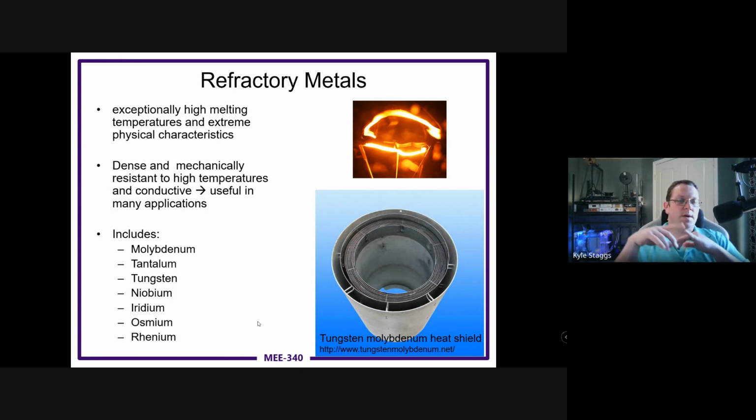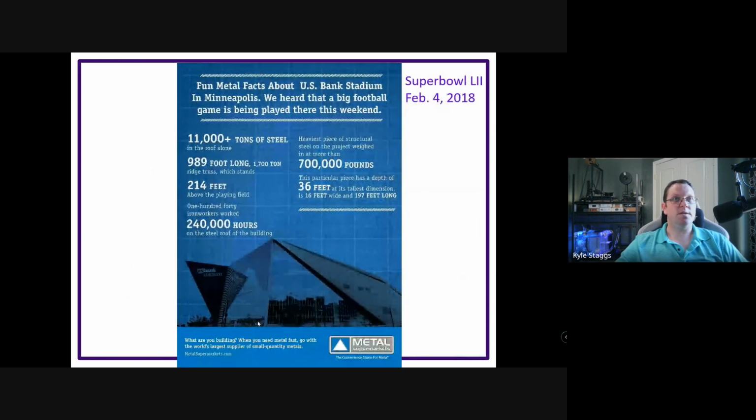This is why things like iridium are also used in spark plugs. A lot of times you have to pay a lot more for them, but they tend to have a reasonably high durability compared to some other things. So there's a lot of practical applications of how to use these and how to use them well.